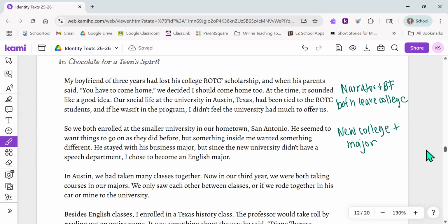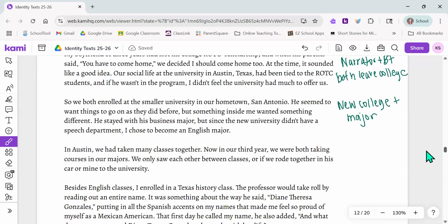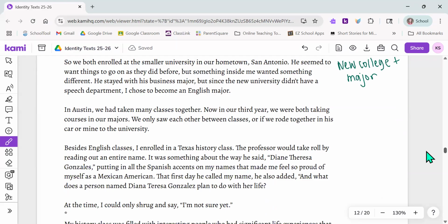I use the plus sign. It just, again, saves us time to write more briefly. In Austin, we had taken many classes together. Now in our third year, we were both taking courses in our majors. We only saw each other between classes or if we rode together in his car or mine to the university.